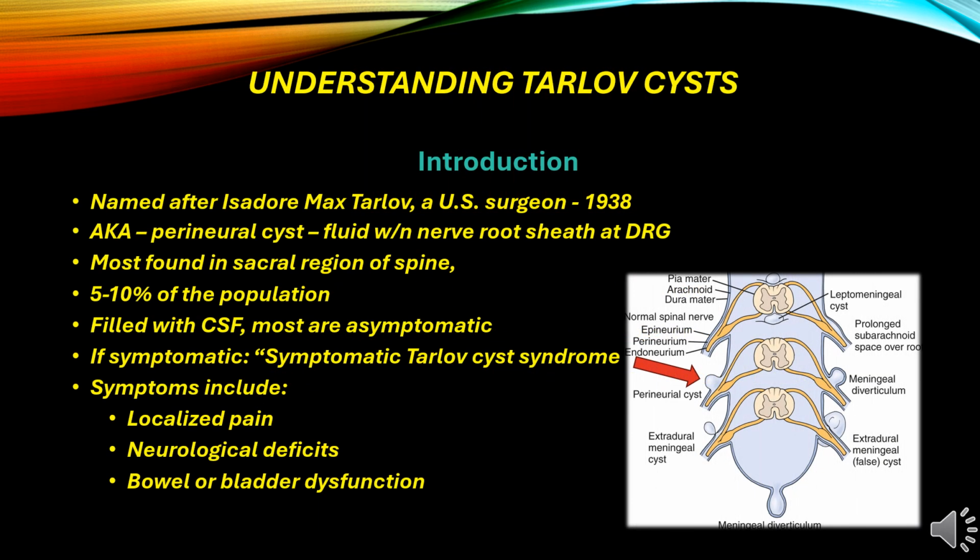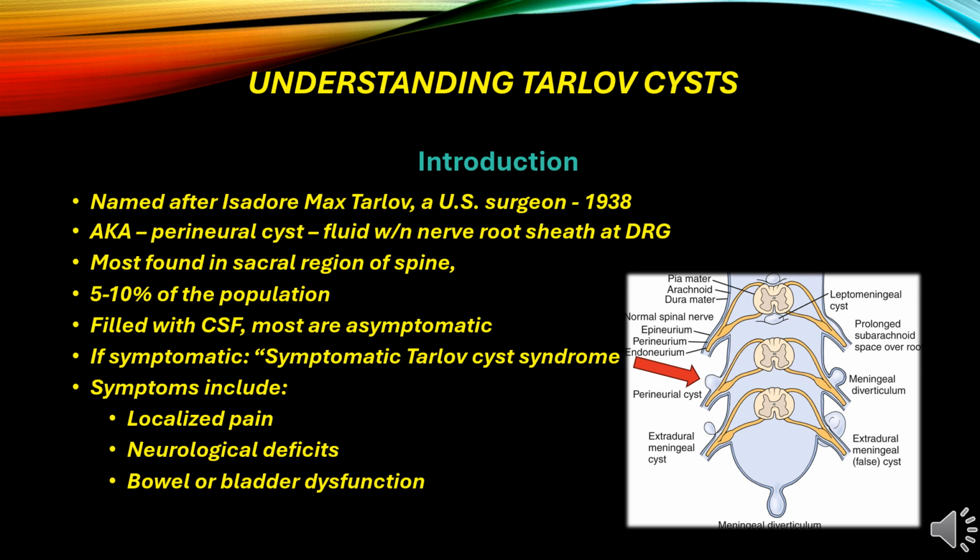All right, as an introduction, the name Tarlov cyst comes from the person Isidor Max Tarlov. He was an American neurosurgeon who first described these cysts in 1938. Dr. Tarlov identified them while conducting autopsy studies and published his findings on their anatomy, nature, and the potential clinical significance of them. Now, a Tarlov cyst is actually referred to as a perineural cyst, and it's a fluid-filled sac located within the nerve root sheath at the dorsal root ganglion, most often in the sacral region of the spine, as you can see in the diagram below.